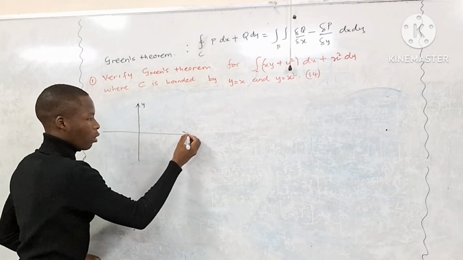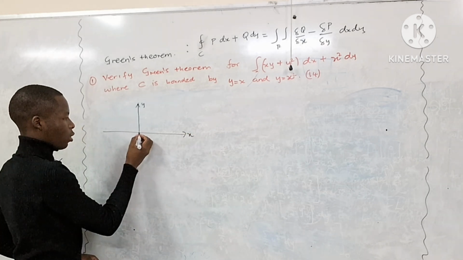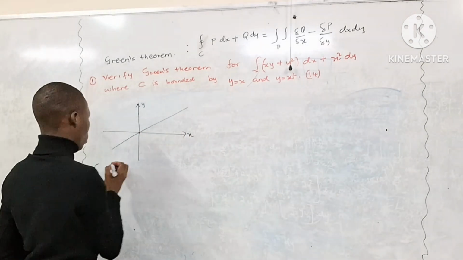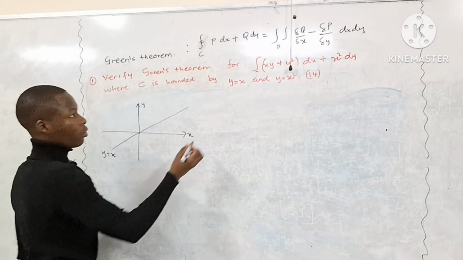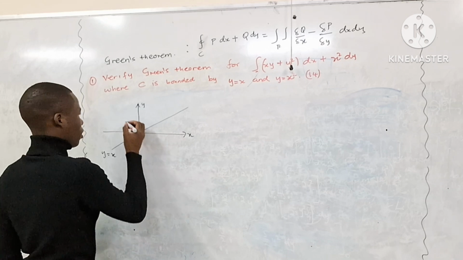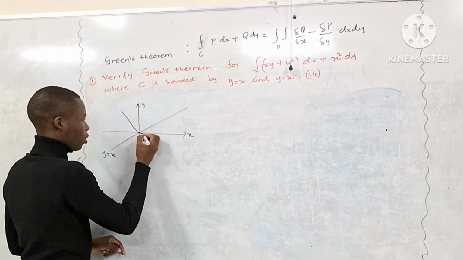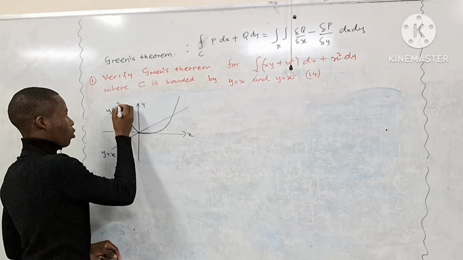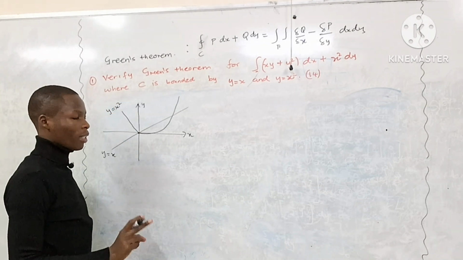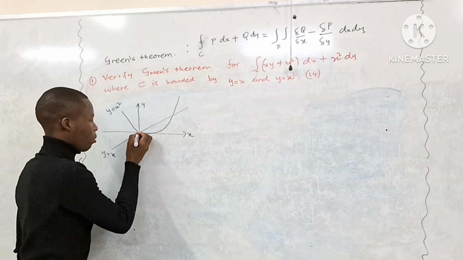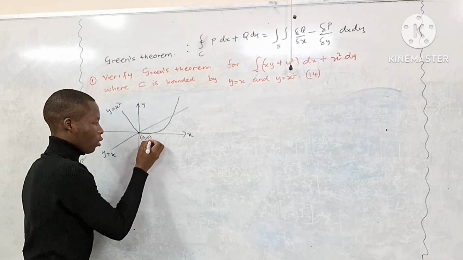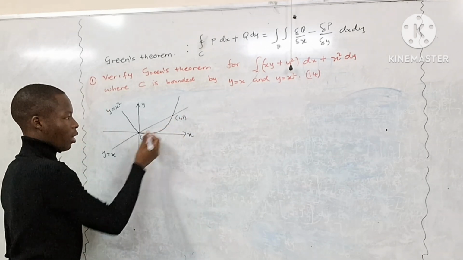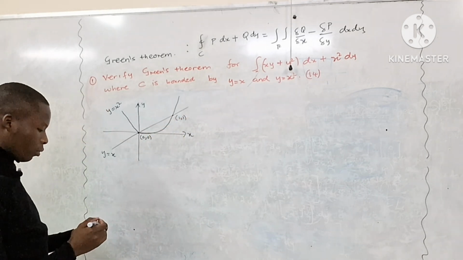This is y, this is x. Y is equal to x squared. This is the curve, y is equal to x squared. The two graphs intersect at 2 points, at 0, 0 and at 1, 1. So these are the points of intersection.